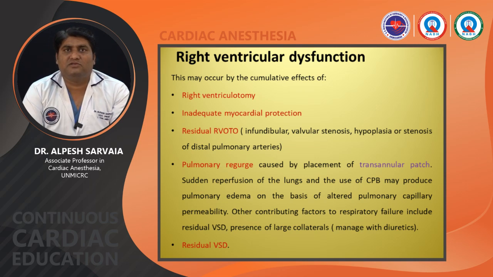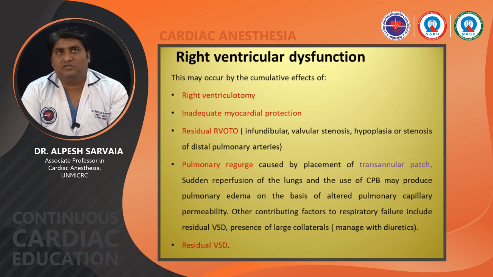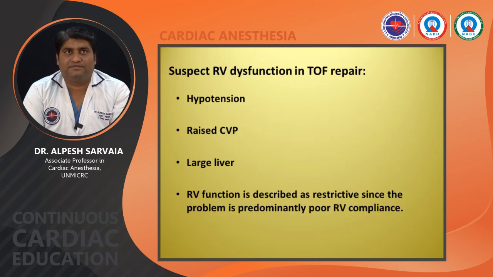Sudden reperfusion of the lungs and use of the cardiopulmonary bypass may produce pulmonary edema on the basis of altered pulmonary capillary permeability. Other contributing factors to respiratory failure include the residual VSD and the presence of large collaterals, which can be managed with diuretics as well. And another factor causing right ventricular dysfunction is residual VSD.